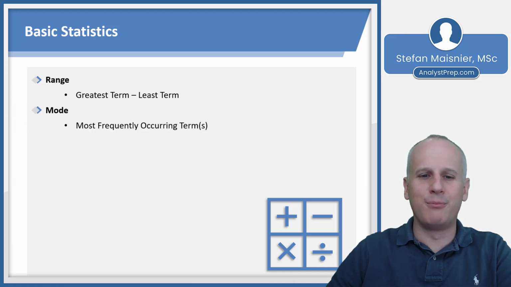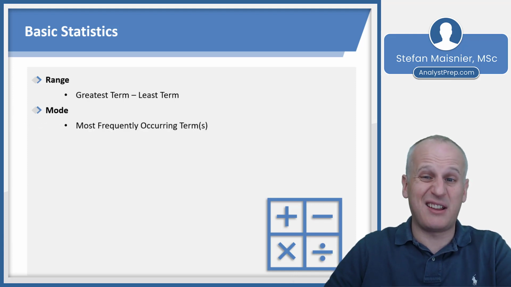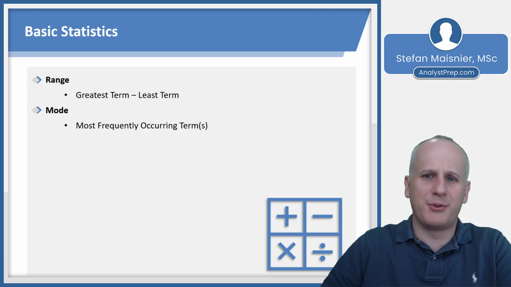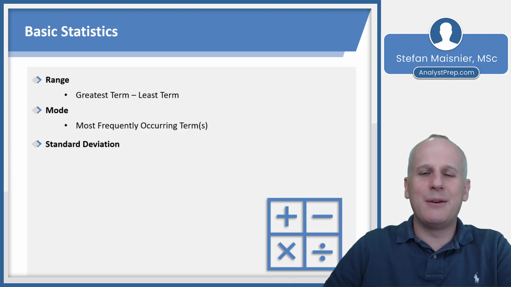Mode is going to be your most frequently occurring term or terms. You can't actually have multiple modes. It's highly unlikely, but it's the most frequently occurring term. And then we have standard deviation.